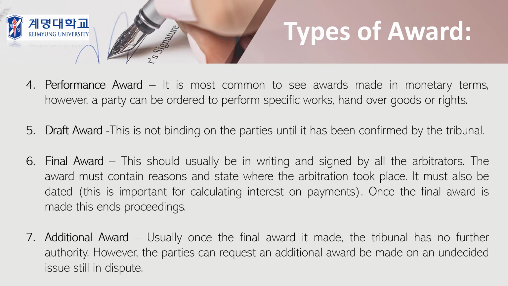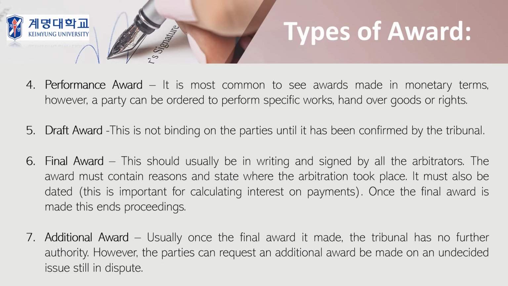The final award, so this should usually be in writing and signed. This is the final decision on the merit of the evidence that had been presented by both parties. Okay? The final award must contain reasons and state where the arbitration took place. It must also be dated, for calculation of interest if the award requires payment for the claimant. Once the final award is made, this ends the proceeding. Okay, the final solution, the final result of the arbitration.